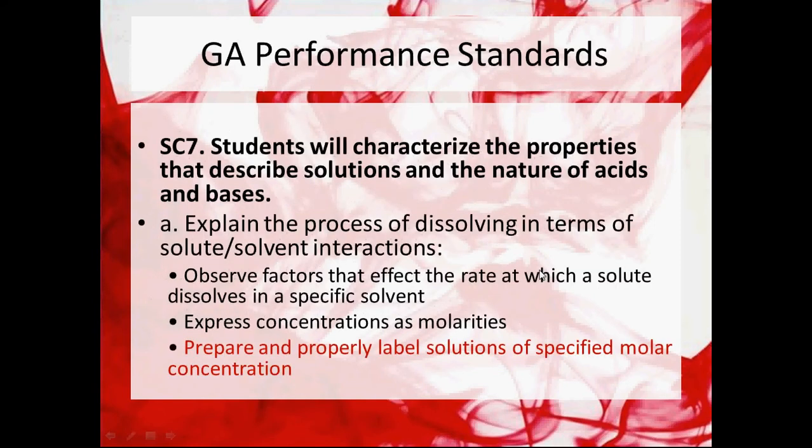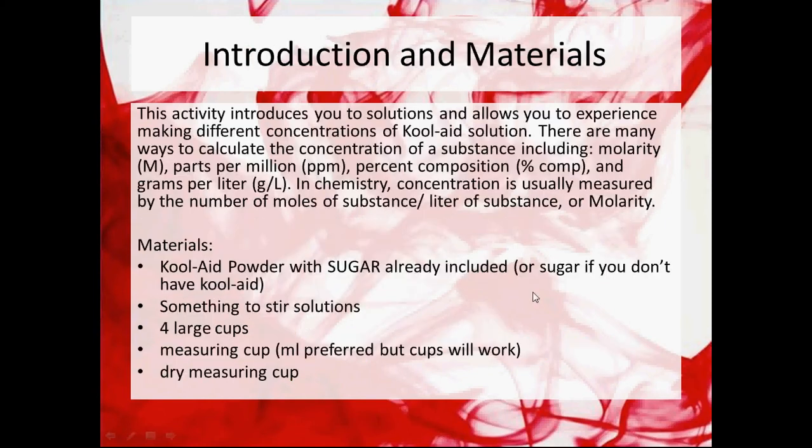Our Georgia Performance Standard for today is SC7. Students will characterize the properties that describe solutions and the nature of acids and bases. So you need to open up your Koolaid lab, and that is available in the Unit 3 doc sharing folder as both a PDF and a Word document, and take a look at the activity, and you'll be able to fill out the activity as we go along.